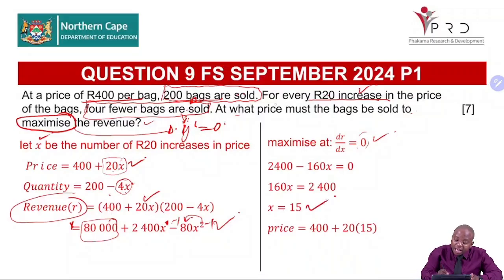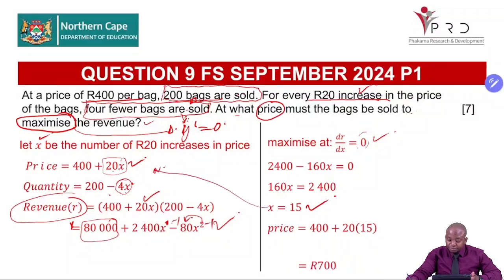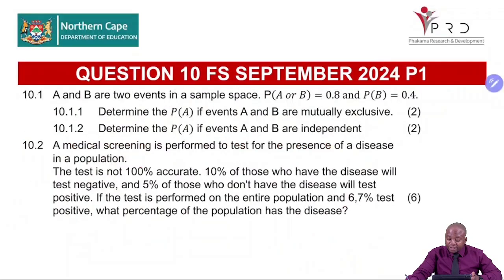But the question said, at what price? Then we can substitute our X into the price. Then we get our price as 400 plus 20 times 15. Then we get it's equal to 700.